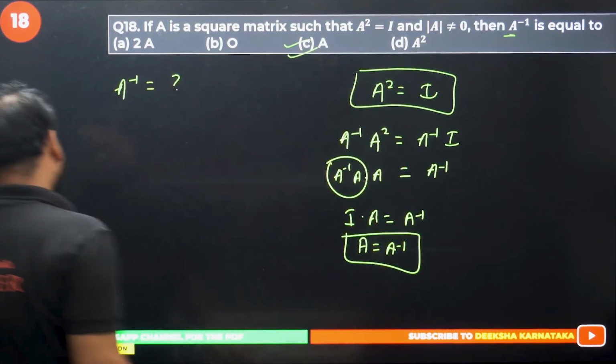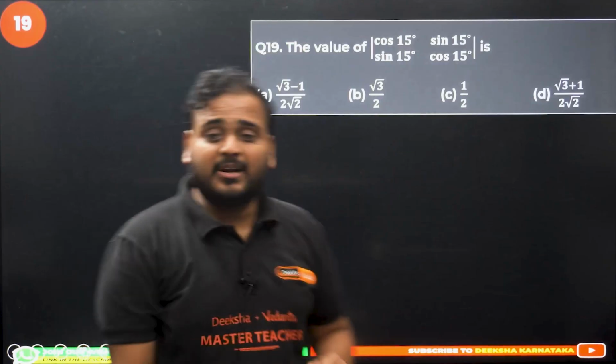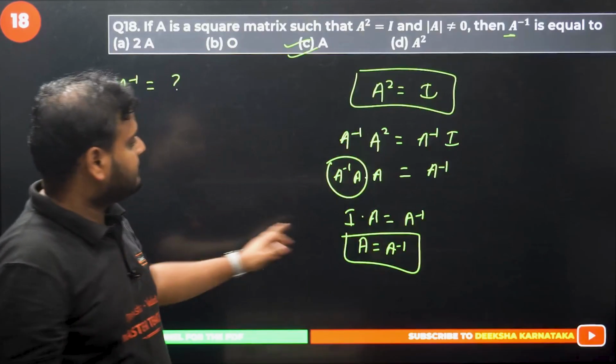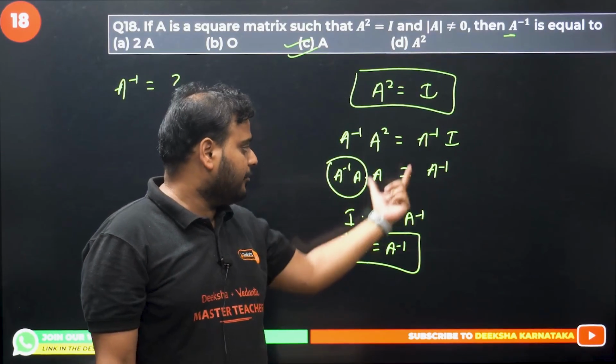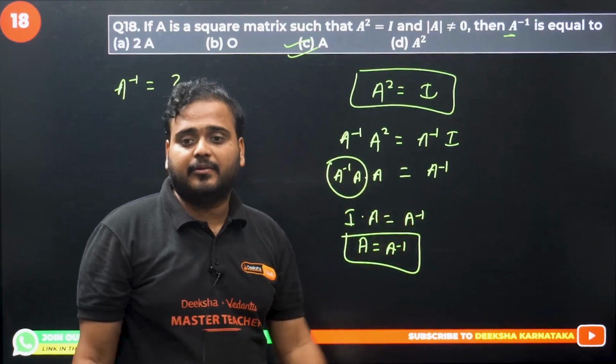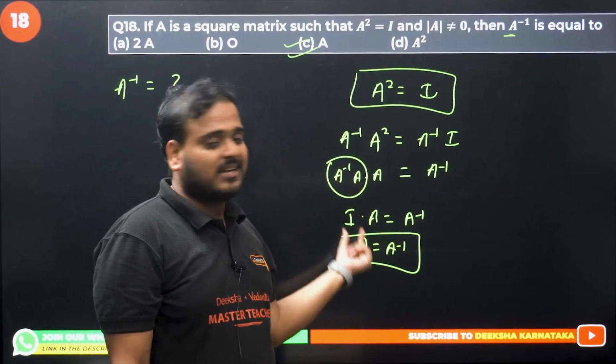Option C. Question number 19 now. Yes. Question number 19 now. 18th is done. Simple. We have to get A inverse on either of the sides. We got it by multiplying on both sides by A inverse. Answer is A inverse into A is I.